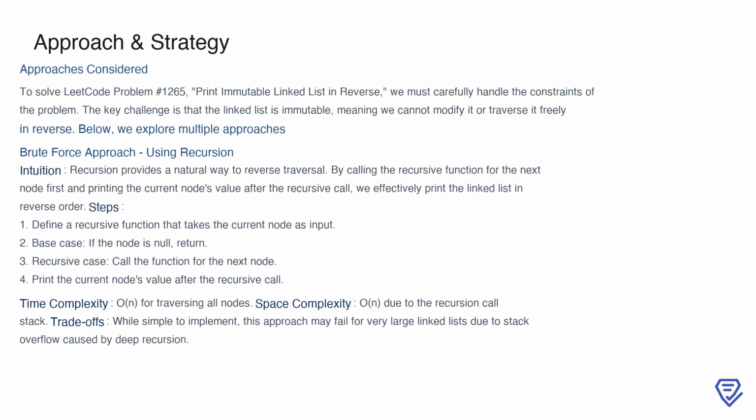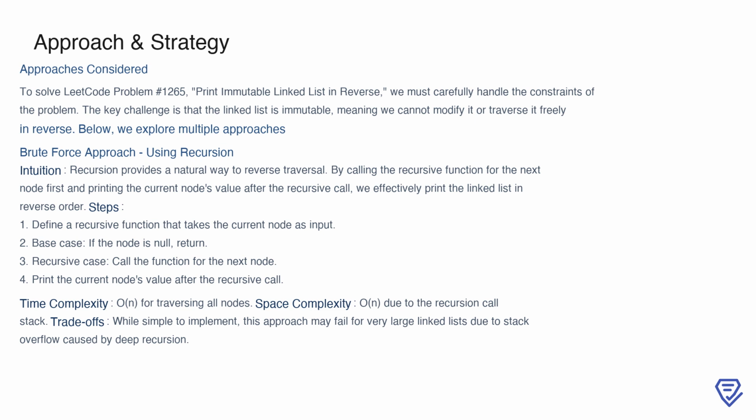To tackle the problem of printing an immutable linked list in reverse, we must navigate the constraints imposed by immutability. Since we cannot modify the list or traverse it backward, we need alternative strategies to reverse the order of nodes. One straightforward approach is to use recursion. Recursion naturally lends itself to reverse traversal because each recursive call processes the next node first, and only after returning from the call stack do we handle the current node.